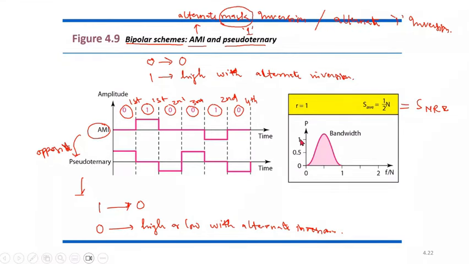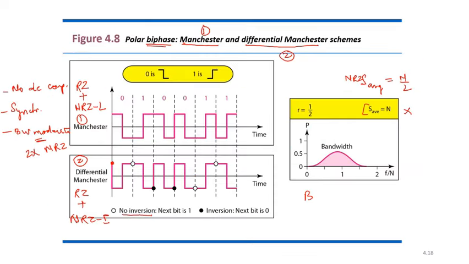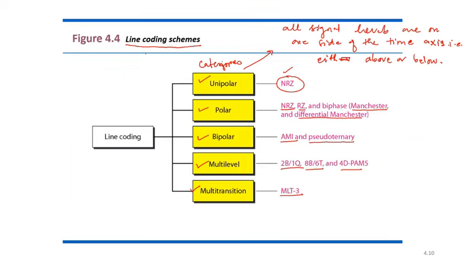So in the previous class, we were going through different line coding techniques. That is called encoding or line coding. Line coding is defined by different methods or schemes: unipolar, polar, bipolar, multilevel, and multitransition. In unipolar, we have seen NRZ, non-return to zero.